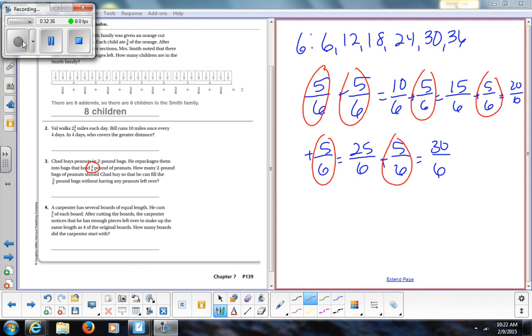Okay, those of you that had 5, if you just did the division here, 30 divided by 6, that's 5. But that's not what it asked, right? It asked how many he bought. Okay. Last one. Okay, yes, the answer was he needed to buy 5 6-pound bags. All right.